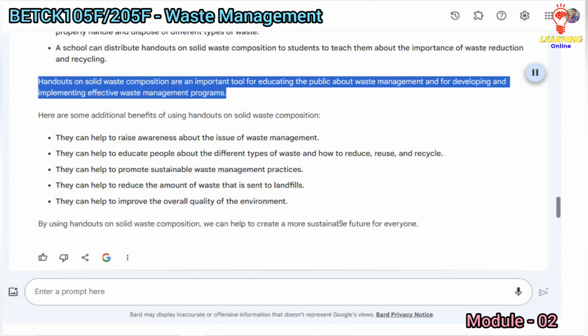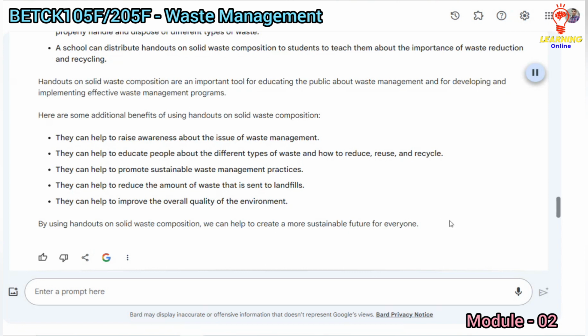Here are some additional benefits of using handouts on solid waste composition. They can help to raise awareness about the issue of waste management. They can help to educate people about the different types of waste and how to reduce, reuse, and recycle. They can help to promote sustainable waste management practices. They can help to reduce the amount of waste that is sent to landfills. They can help to improve the overall quality of the environment. By using handouts on solid waste composition, we can help to create a more sustainable future for everyone.